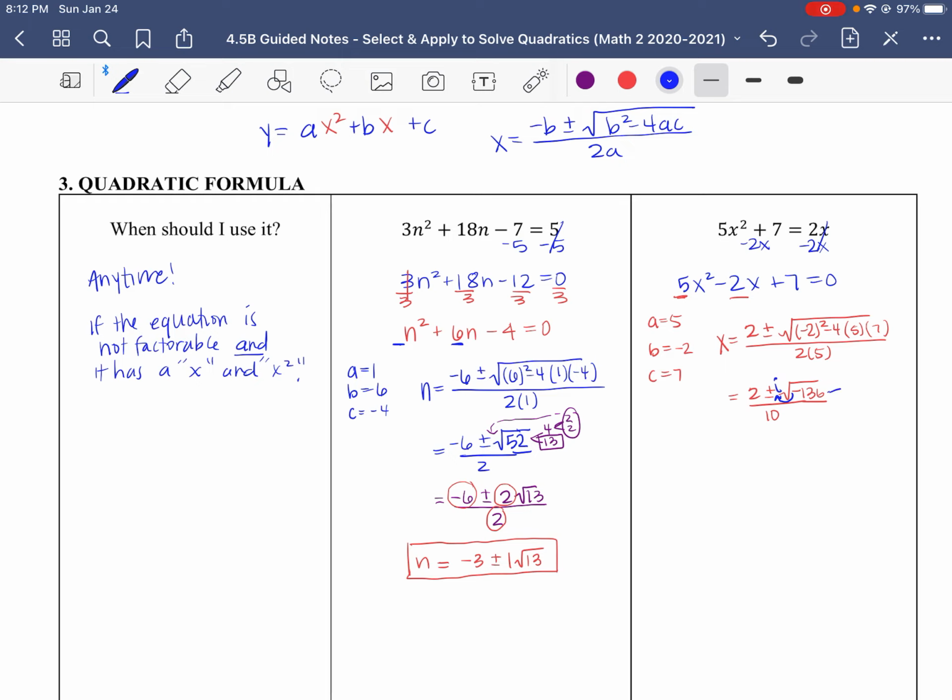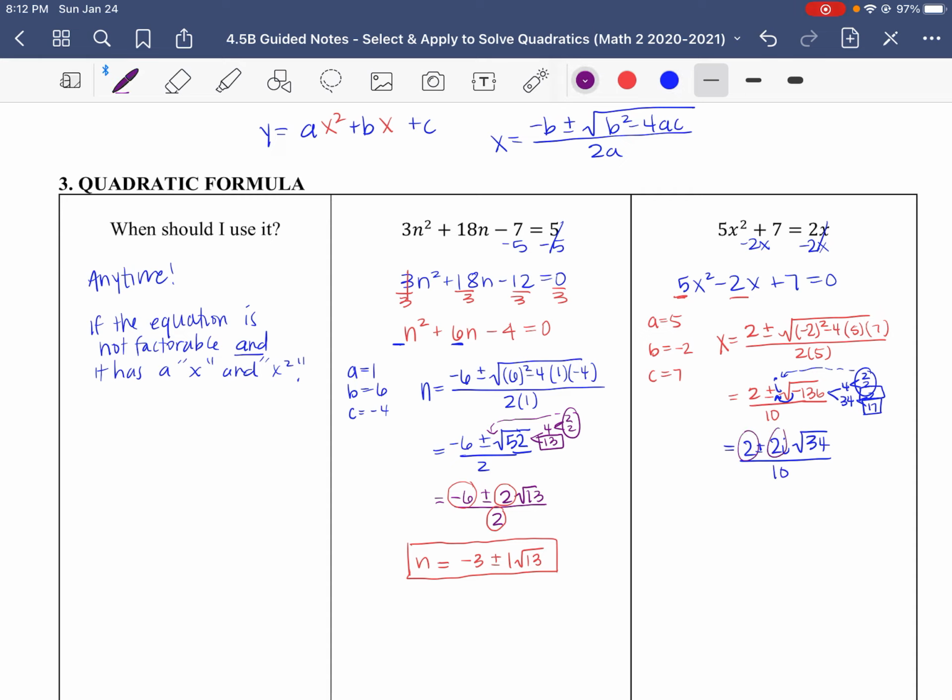and let's see if we can break down 136. So that divides by 34 and 4. So that's 2, 2, oh, not another 2. 2 times 17. So this 2 gets to come out with that i. So this is going to look like 2 plus or minus 2i times the square root of. We have a 17 left over and a 2. So we multiply those and put them back in as the 34, and it's all over 10.